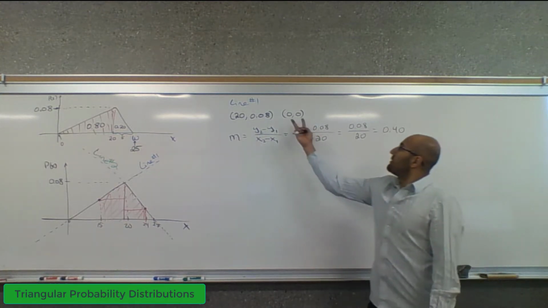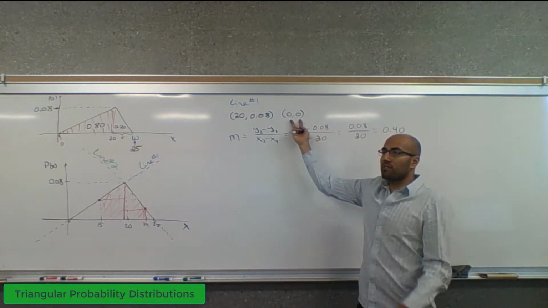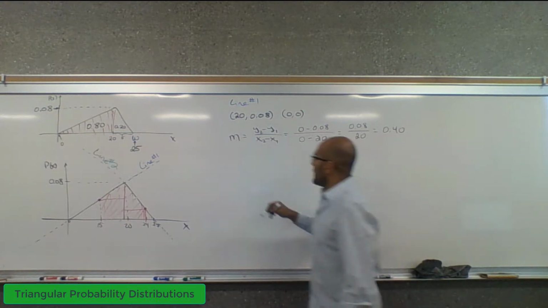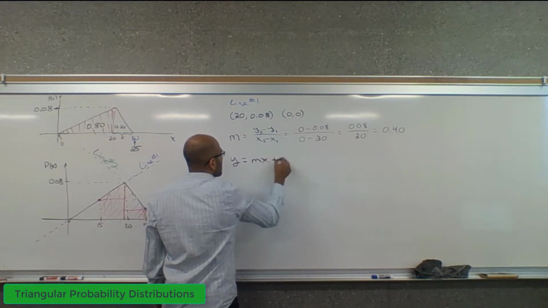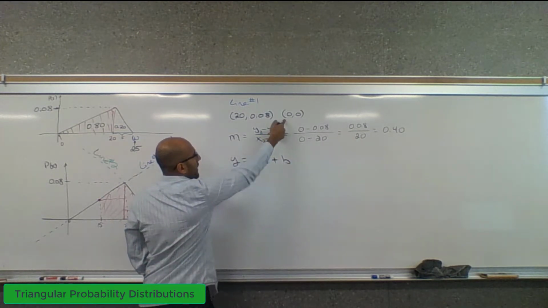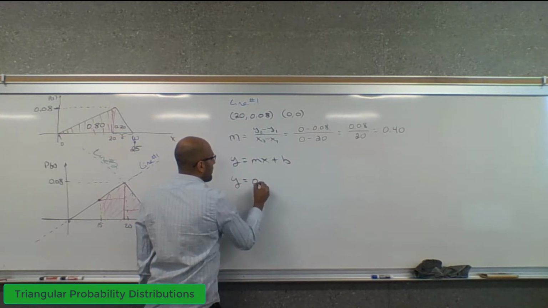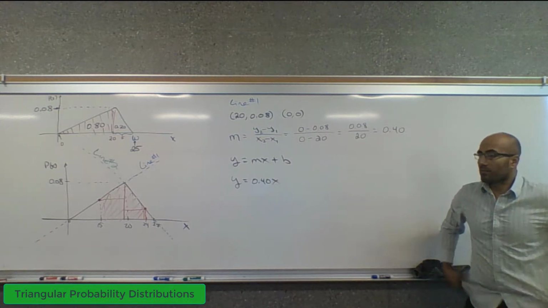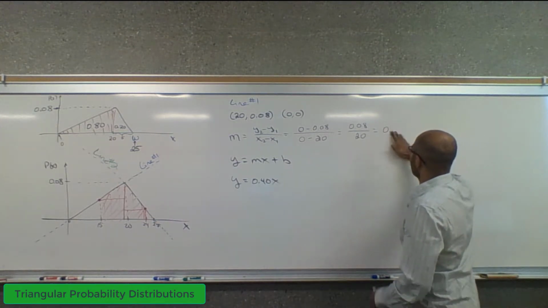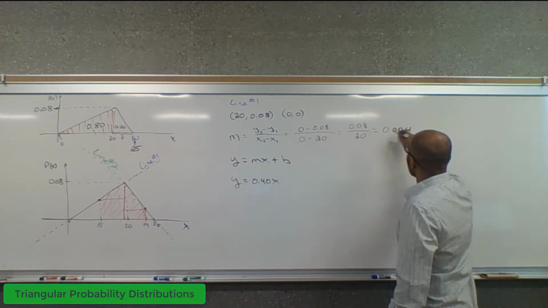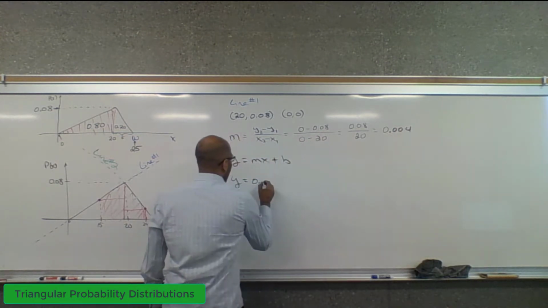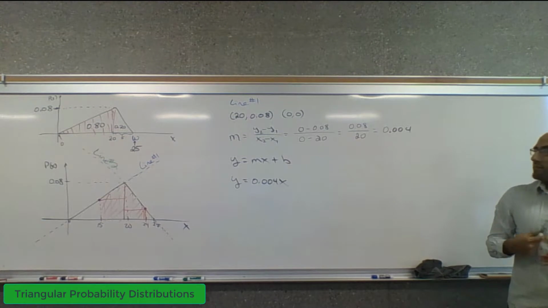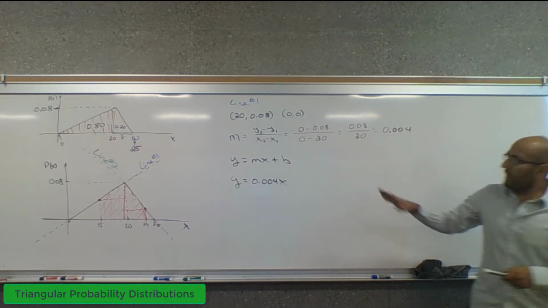Luckily, the y-intercept is 0. So in our equation y equals mx plus b, I know b is 0, because the y-intercept is 0. So y equals 0.40x is our equation. We don't have to worry about the b. Oh wait, what am I doing? It's 0.004. I knew it involved a 4 and a 0, so I was almost right. Good? Any questions? So that's line 1.